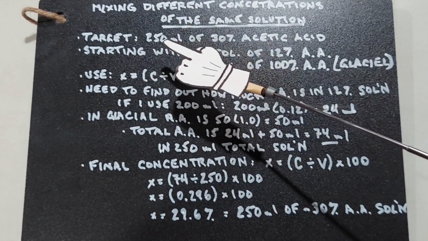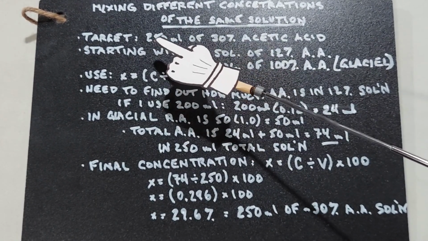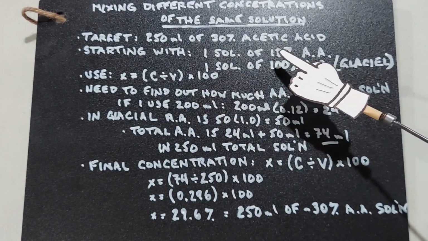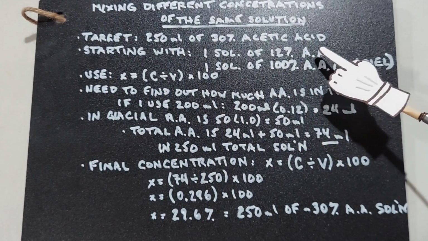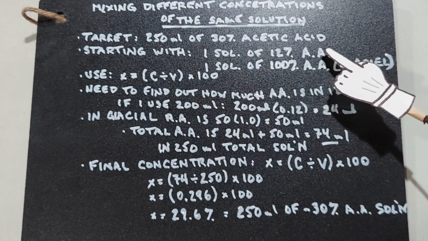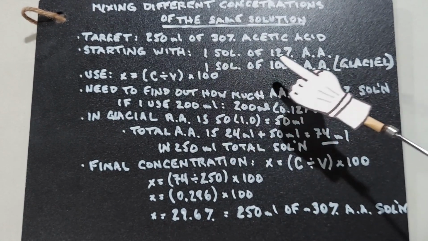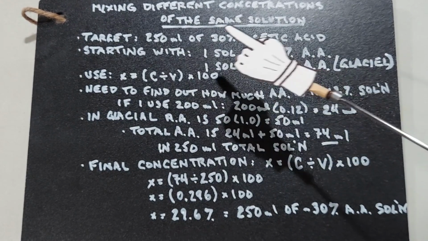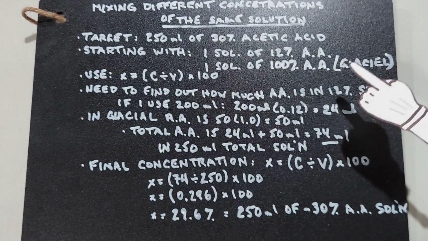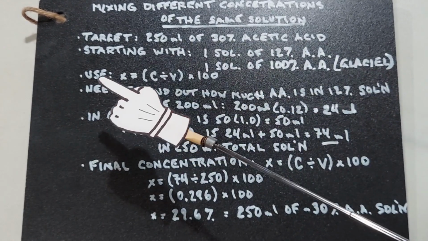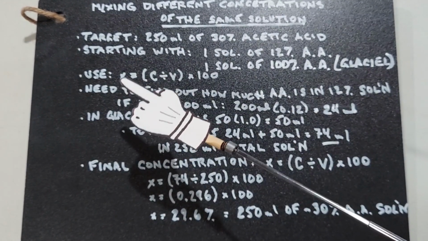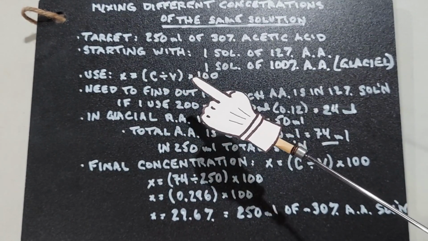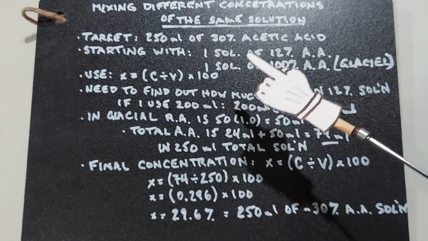Glacial acetic acid is pretty darn expensive, and so this is the value I came up with. 250 milliliters was just a good starting amount because that was the size of the beaker. We're starting with one solution of 12% acetic acid, and that's from some time ago. I have about 500 milliliters of that, and I have a solution of glacial. Now, I want to use mostly the 12% to get the 30%, then the glacial because of how expensive this is, and we're going to do that by using this equation: X equals concentration divided by volume times 100, which will give you the final percentage of mixing these two together.